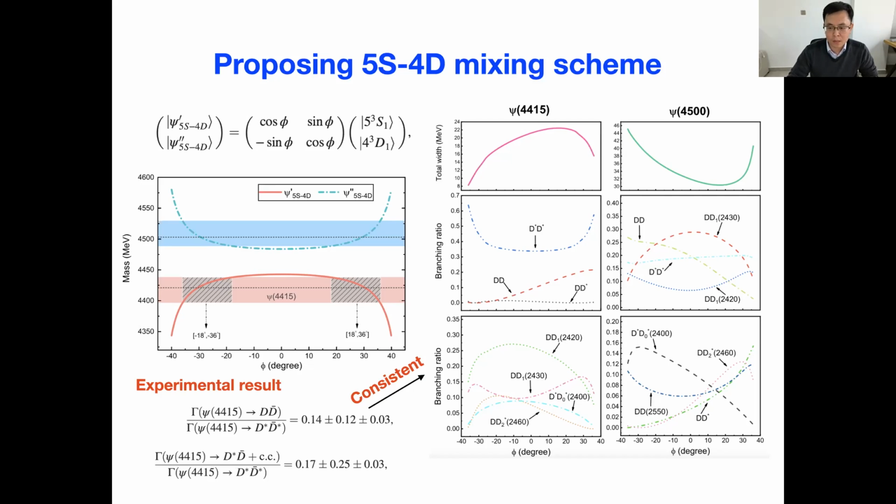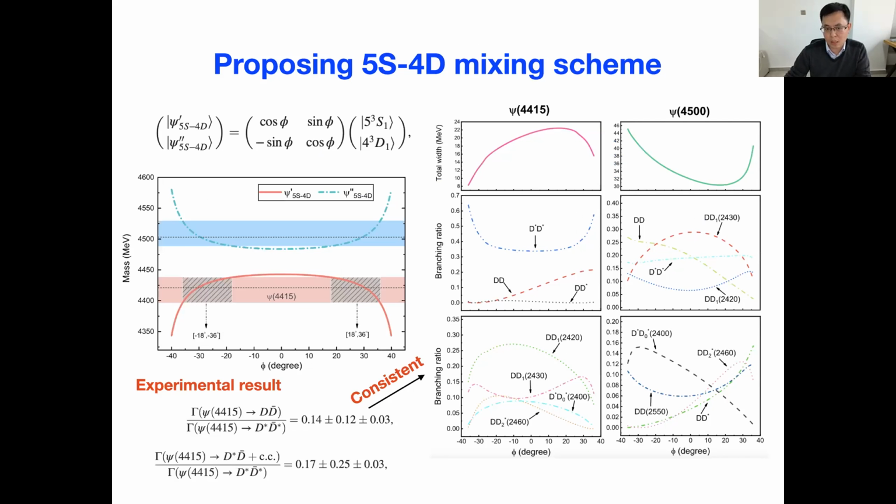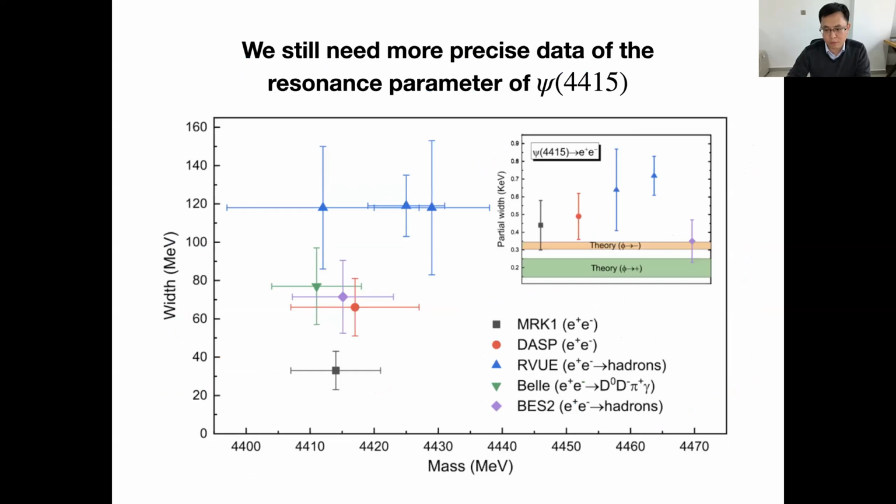4.5 GeV. In this slide, I also want to indicate that we still need more precise data on the resonance parameters of the psi(4415). If you collect the data from the experiment, you can find that the resonance parameters for the psi(4415) are not good. So it means that we need more data. If we have more data, we can test this mixing scheme for the psi(4415). So I think I can finish my talk.